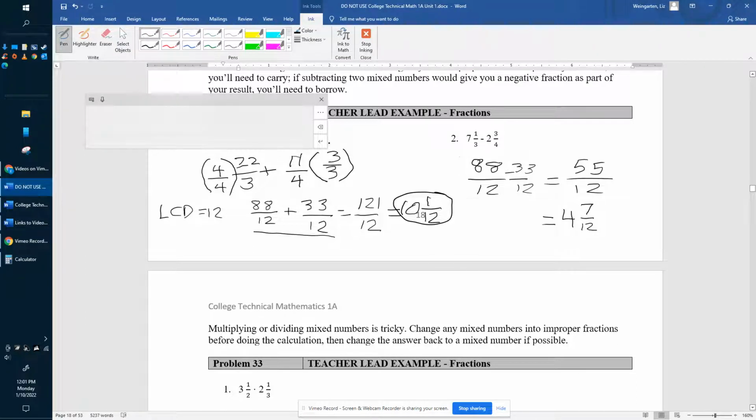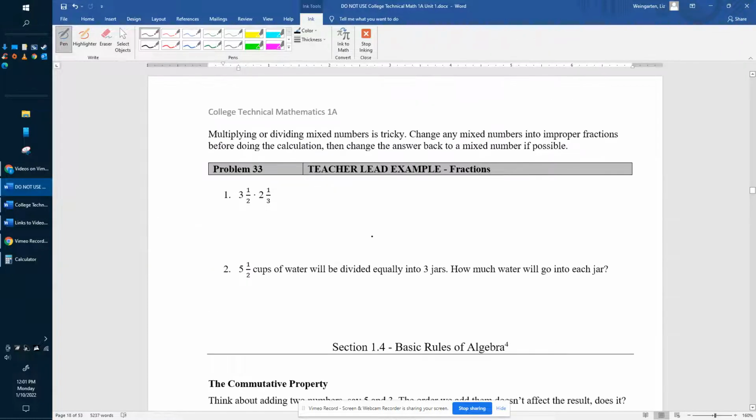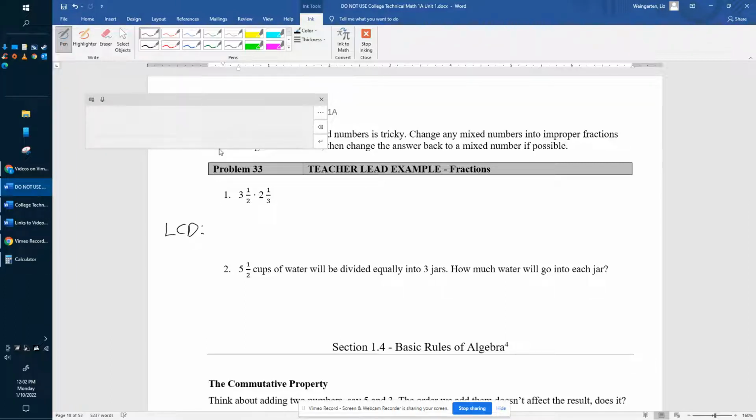So let's take a look at multiplying and dividing mixed numbers. This is going to be the last portion of this video. Again, we're going to want to change these into improper fractions first. So let's do that. We have a 2 and a 3. Lowest common denominator has to have a multiple of 2 and a multiple of 3 in it. So that is going to be 2 times 3, which is 6. So we know what our LCD is.